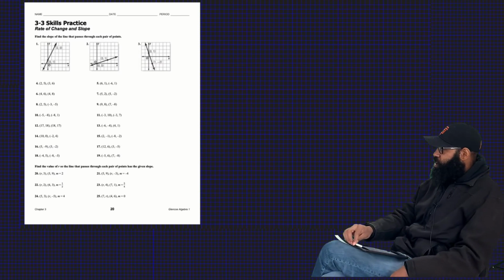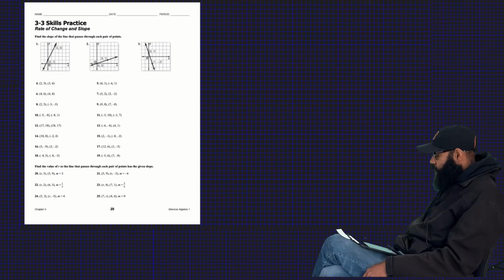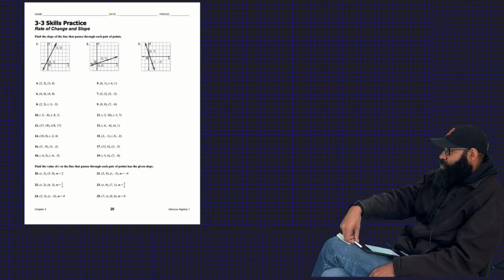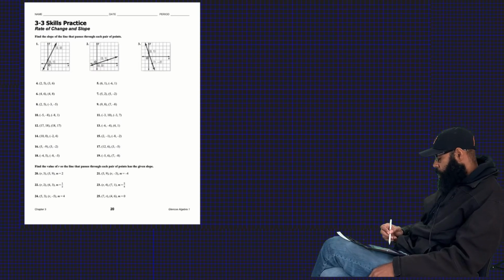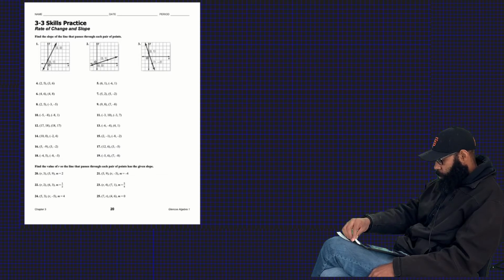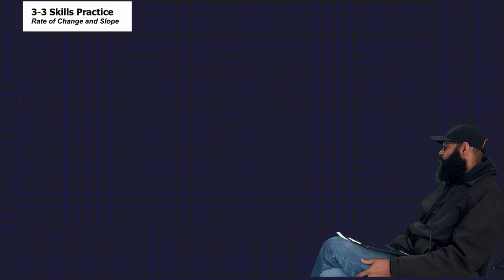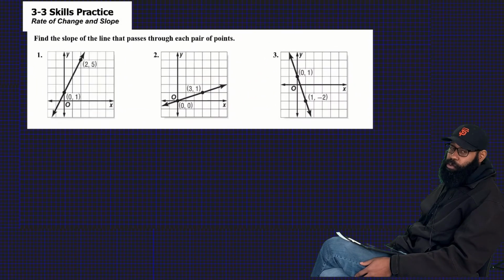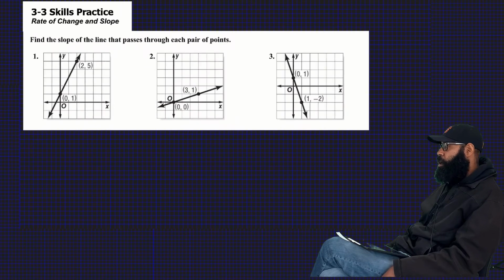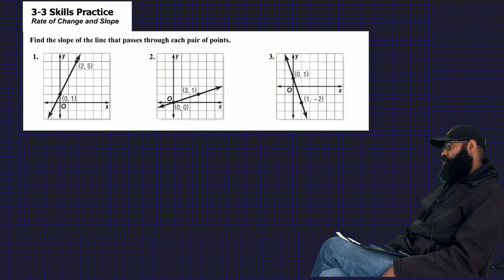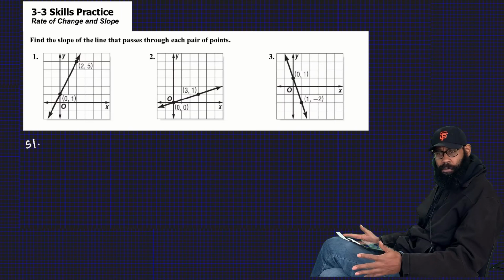As you know, I like to start off with that handout. You can see it's a nice long one, with tons of problems to do. We'll see if we do them all. Sometimes the videos get a little long. Chapter 3, lesson 3, skills practice, rate of change and slope. Find the slope of a line that passes through each pair of points. Guys, I've got to say, if you can count, you can do this lesson.